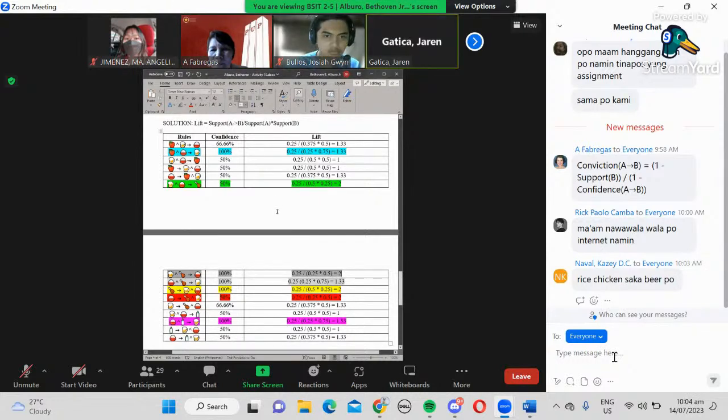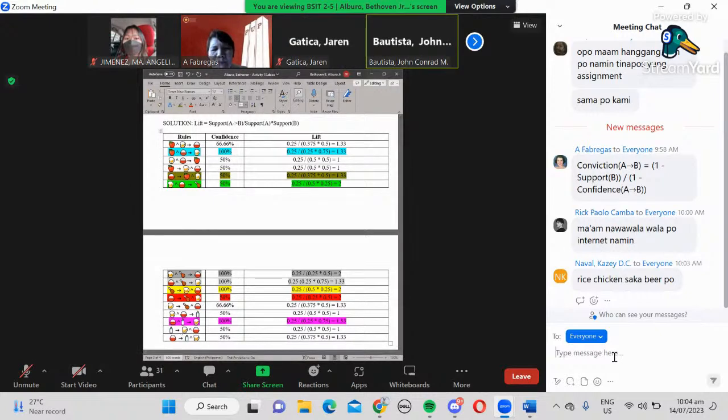Ma'am, yung rice, apple, saka beer po. Rice, apple, tsaka beer. Okay. Ayan, yun ang pipiliin niya. Alright. So, habang naghihintay tayo sa computation, and then, John Conrad, anong pipiliin mo? Ano po, ma'am, yung rice, baby bottle, and beer po.